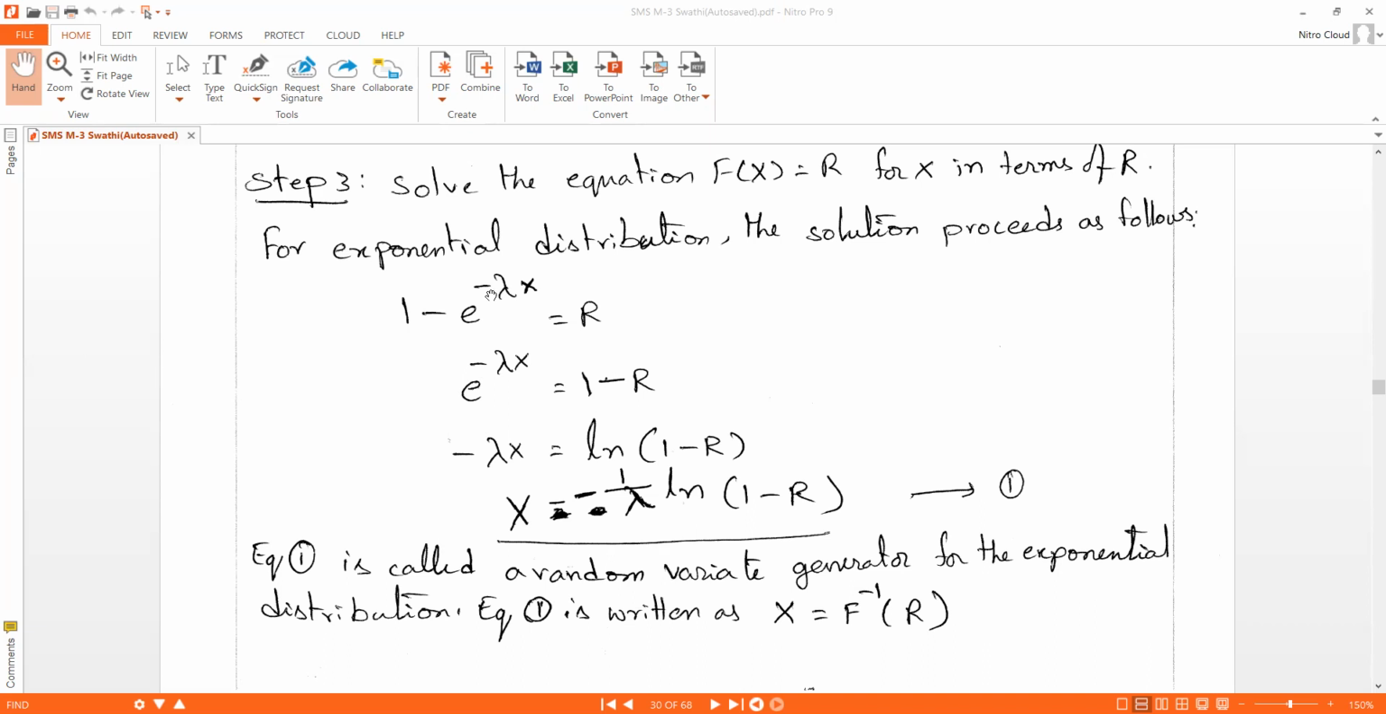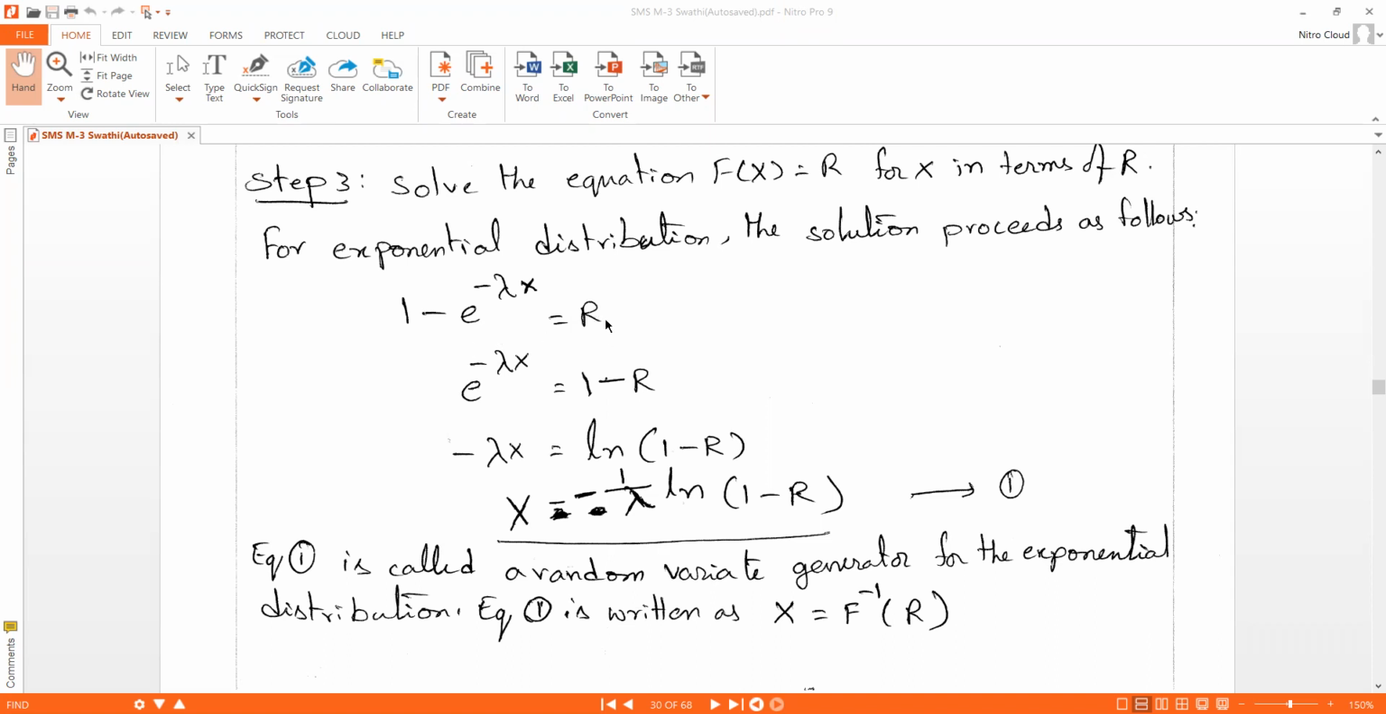It is 1 minus e power minus lambda x equal to r. Now we want e power minus lambda x. First I will send e power minus lambda x to that side. Here e power minus lambda x is subtracting from the 1. If you send it to that side, it will become positive, that means it will add to the r.